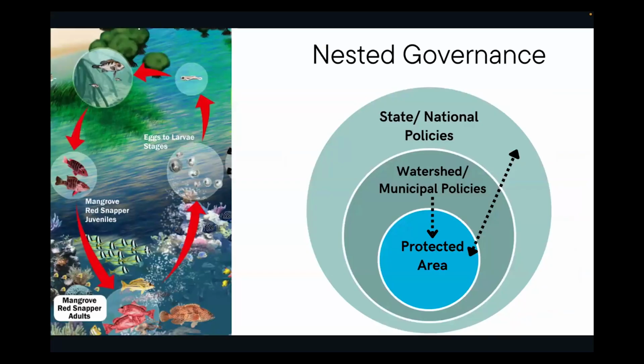And it's not just outside management that can influence your protected area. Your protected area can also influence and support outside management. So marine protected areas can play a key role in fisheries management through the protection of nursery habitat for target species like mangrove snapper in this image. Those fish larvae and juveniles and even adults can spill over into nearby areas and help improve fisheries outside of the protected area, which can support national fishery management objectives.